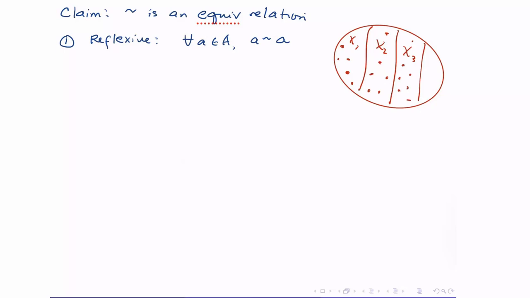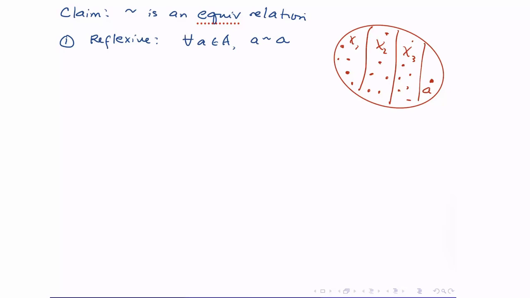Okay, so first, how do we show that if I get an arbitrary element here, it will be related to itself? Can you give me a set to which this belongs, so let's say this is my a. Why am I sure that there will always be a set in the partition? That is true because of which property of partitions? Covering, the covering part.